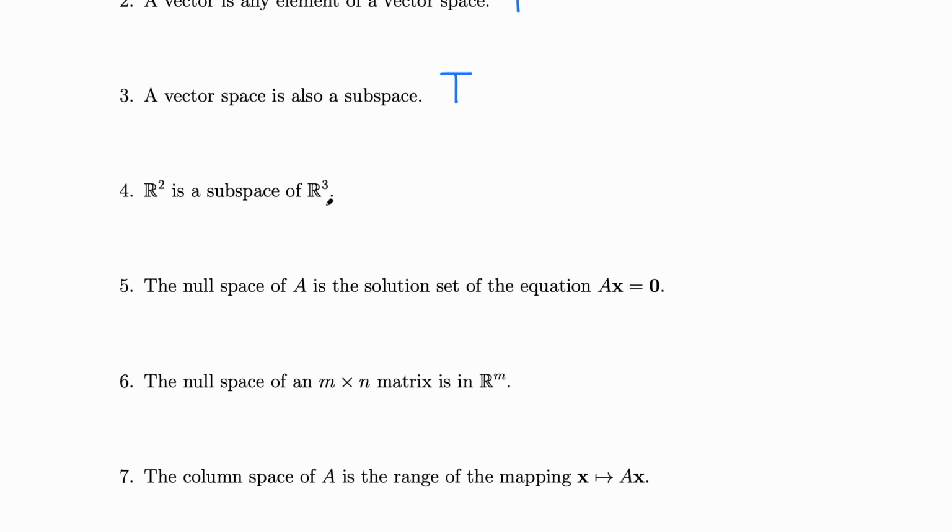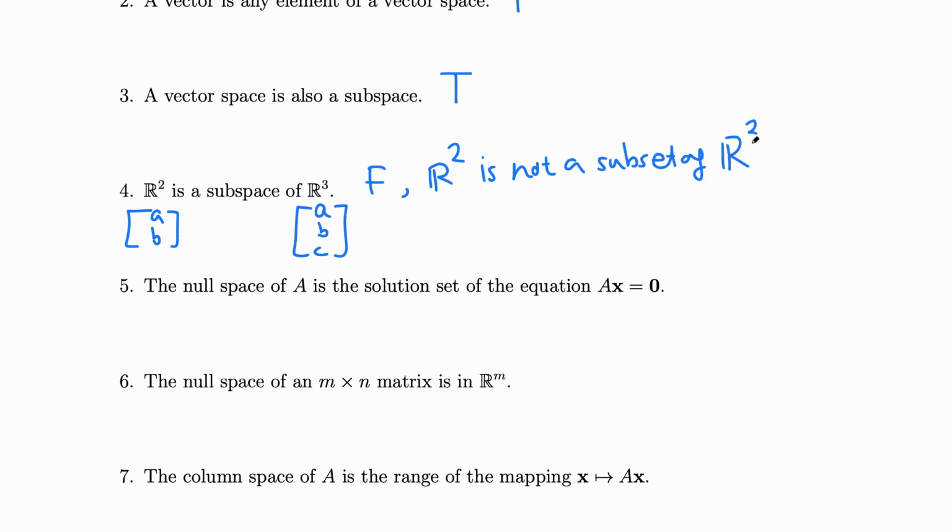R2 is a subspace of R3. R2 means we have vectors like (a, b), and all the members are written in this way. R3 has (a, b, c). Look, this (a, b) is not like (a, b, c). So it's false. In fact, R2 is not even a subset of R3 because these vectors do not belong to R3. So false. R2 is not a subset of R3.